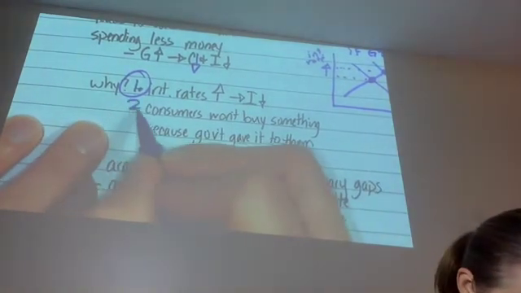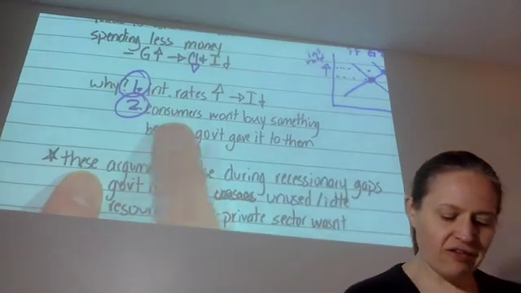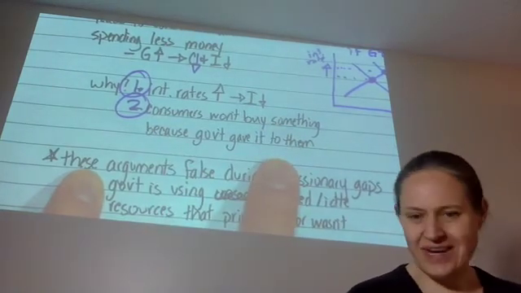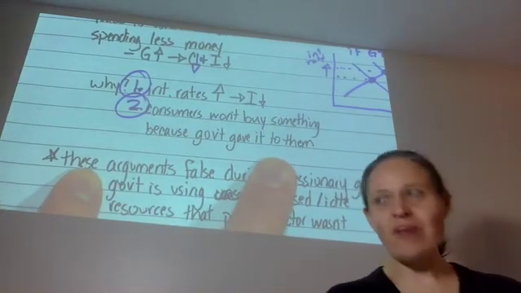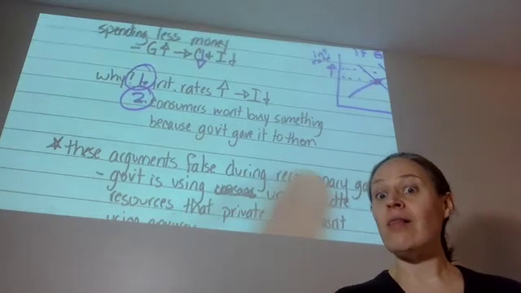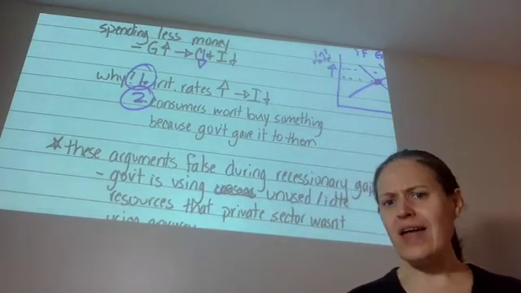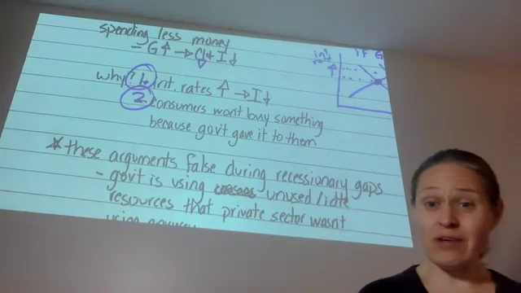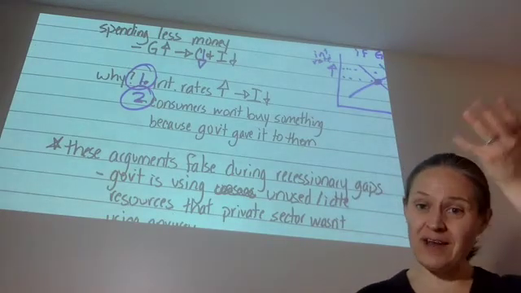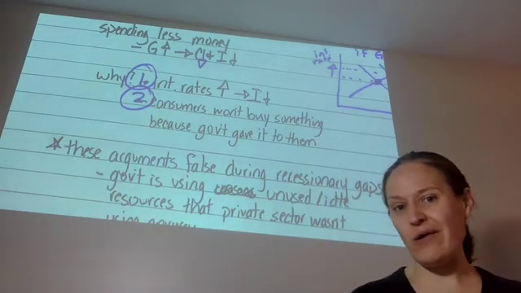And then the second reason is this argument that consumers won't buy something because the government gave it to them. For example, if the government builds a library, then consumers might spend less money on books. So which means government spending went up, but consumer spending went down.